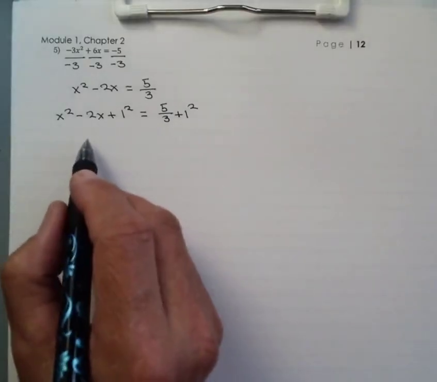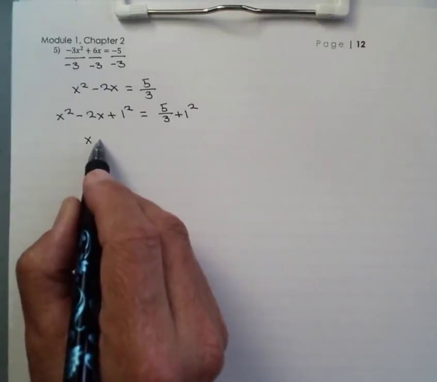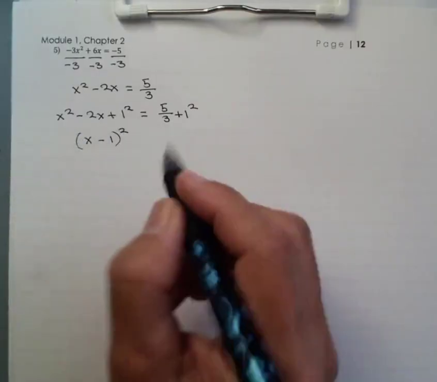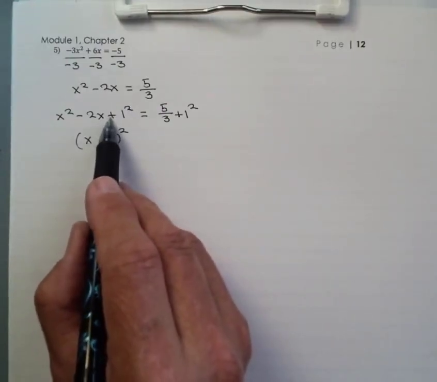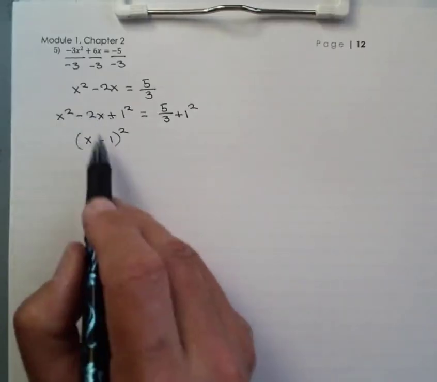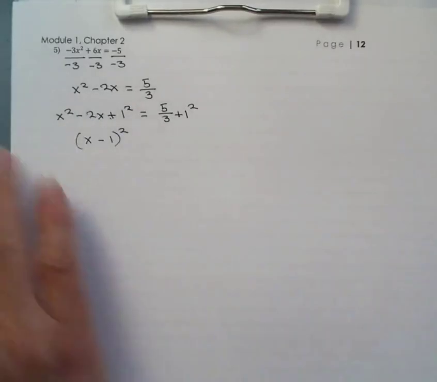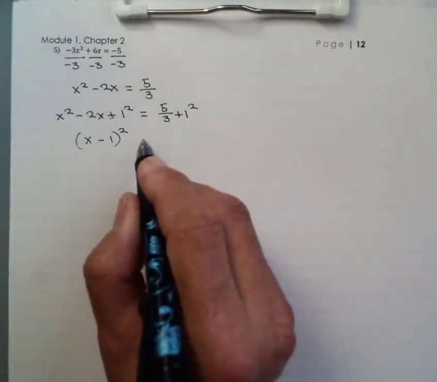So let me go ahead and factor my perfect square trinomial. It's going to be x minus 1 squared. Remember, when we're factoring a trinomial where the second operation is positive, you use the first for both of the factors. That's why it has a negative in there, because that first operation is negative. Go back and look at your how to factor or how to complete the square, okay?